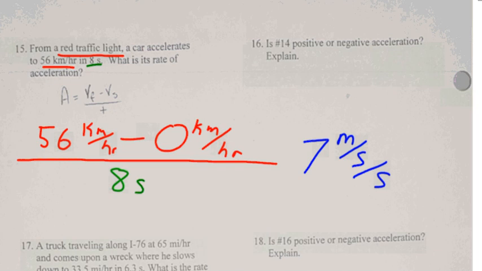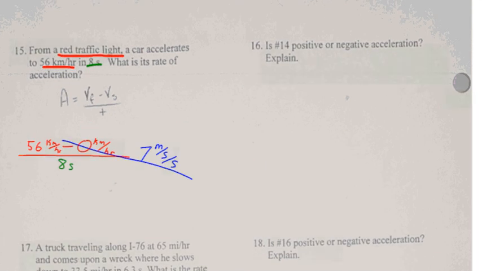Number 16 is asking you, is number 14 a positive or negative acceleration? This is actually a slight typo. It should say, is number 15 a positive or negative acceleration? Since the number 15 problem is talking about a forward direction and a forward increase in speed, we can say that it is a positive acceleration.